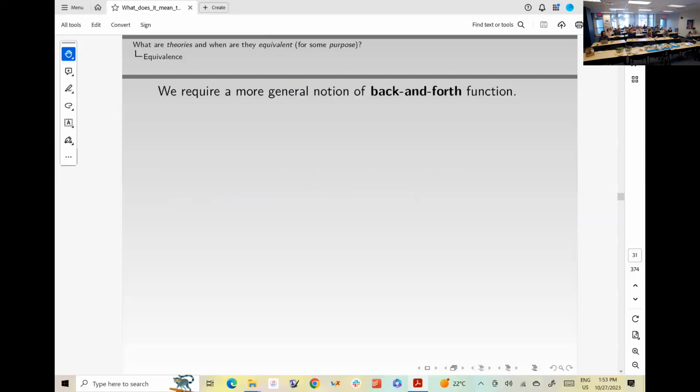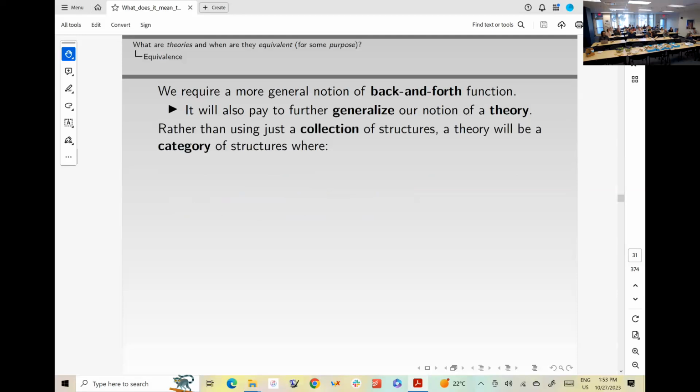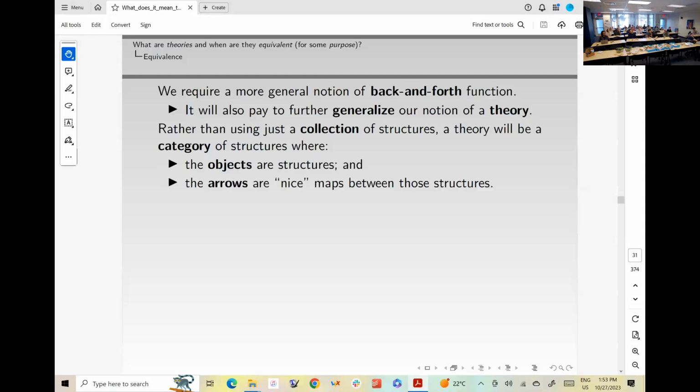Okay, so we require a more general notion of a back and forth function. To this end, we'll also generalize our notion of a theory. Thus far, we've just been thinking of theories as collections of structures. Now I want to make them a category of structures, and this will allow us to bury the syntactic stuff that's causing us grief. This time the objects of the category will be the structures, and the category also has arrows, which are going to be nice maps between those structures. So the rough idea is that the arrows allow us to bury problems about syntax and language.